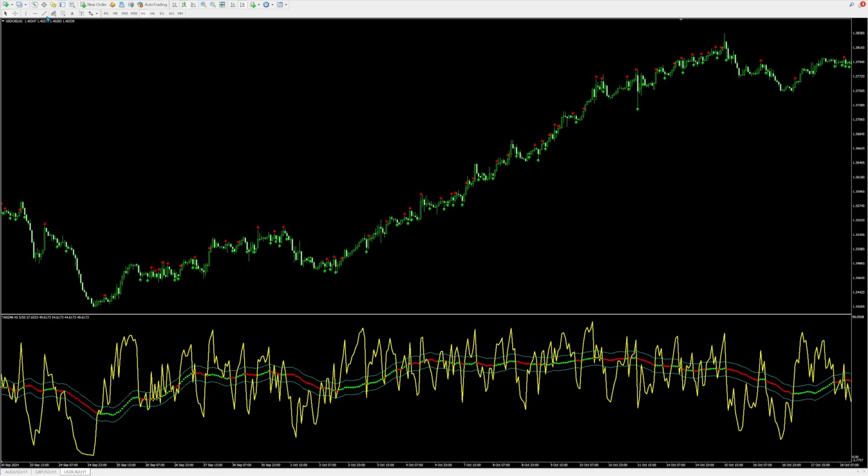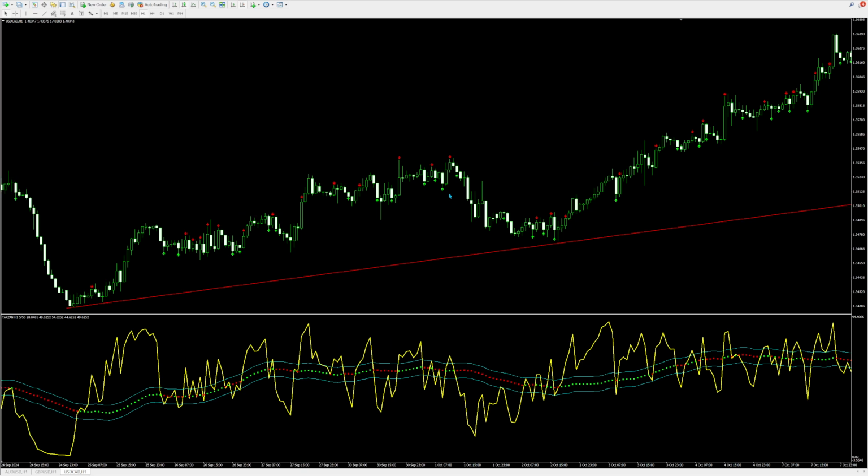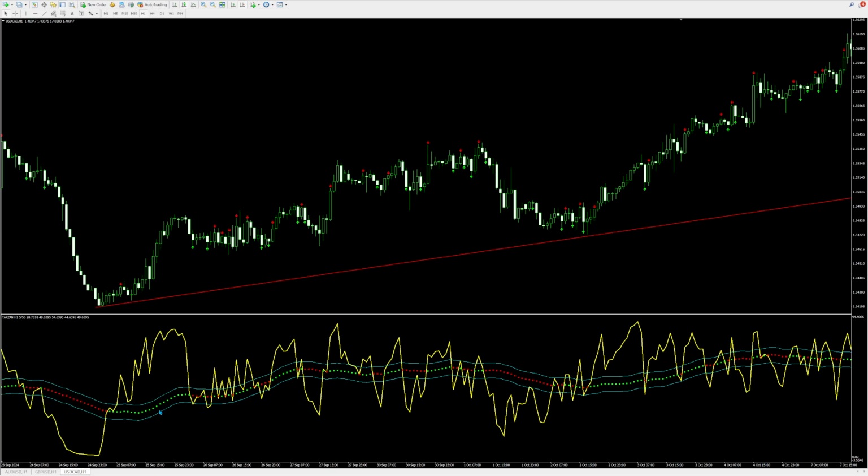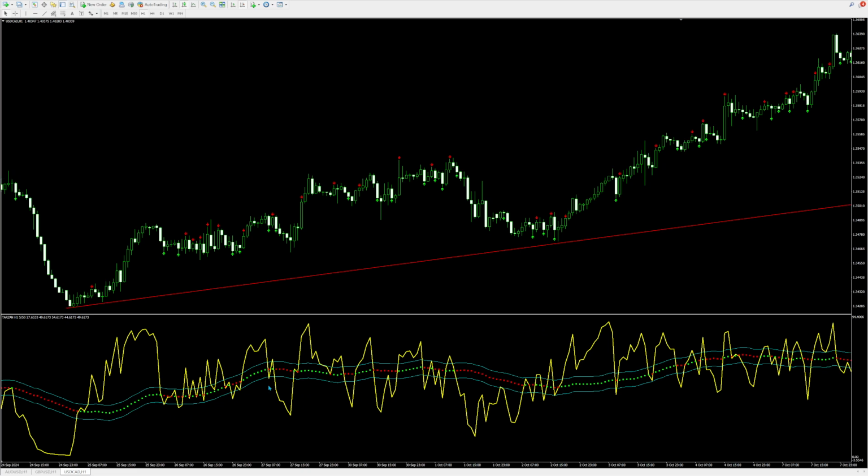So the first thing we do is look for a trend. You can do that by drawing a trend line, easy as that, believe it or not. Or you can just look at the indicator and wait. See these lines here? You just want them to be heading in an upwards trajectory. Like here, you can see they're moving up.